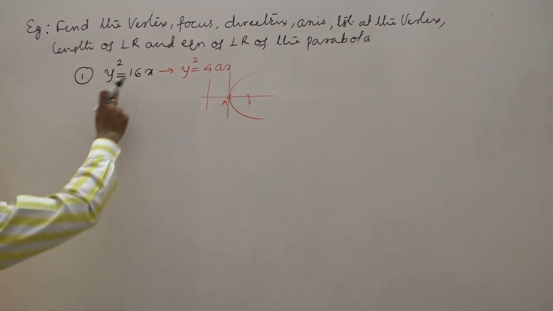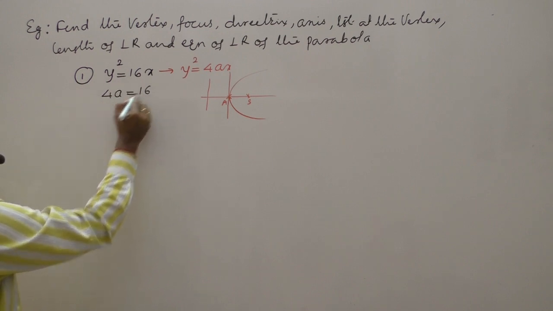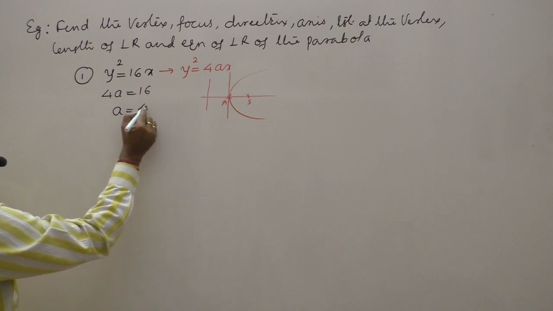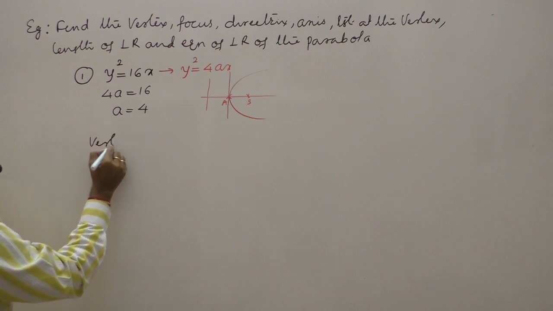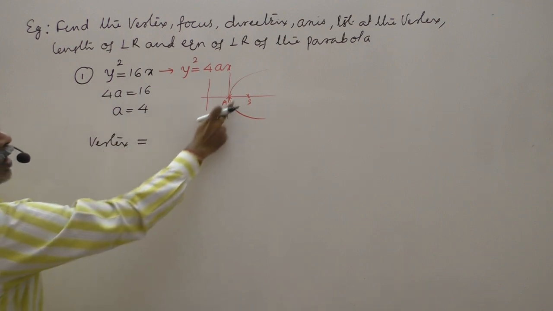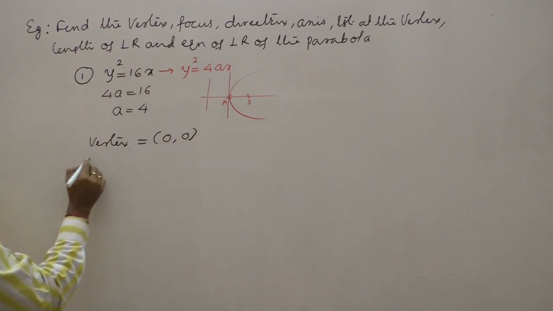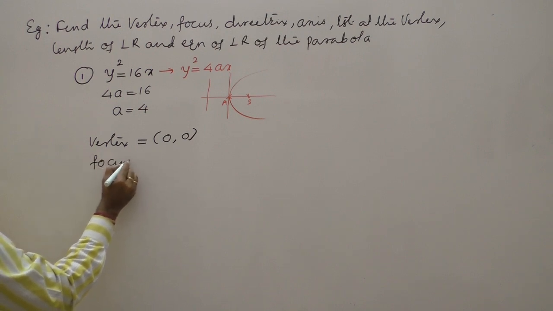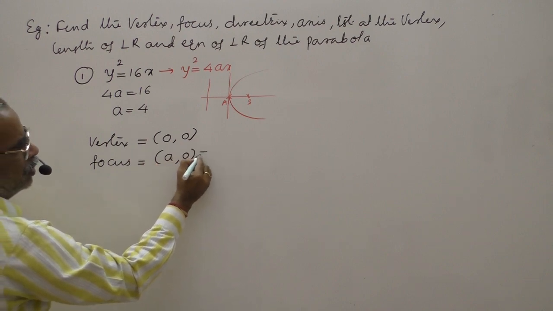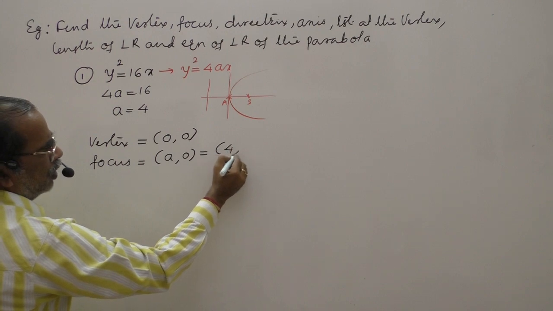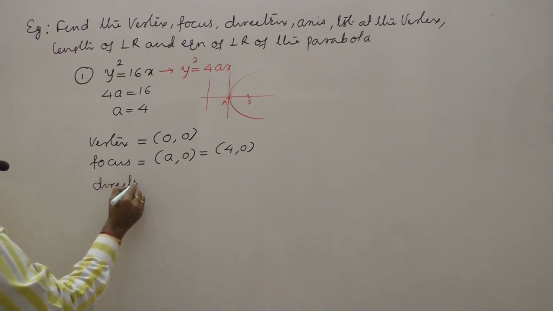Okay, how to solve this? Comparing with this, here 4a is 16. This implies the value of a is 4. Very simple. Now find the vertex. What is the vertex for this parabola? 0, 0. Next one, focus. What is the focus for this? First set, first one. Focus is a, 0. In this problem, what is a? 4, 0. Next, the equation of the directrix.